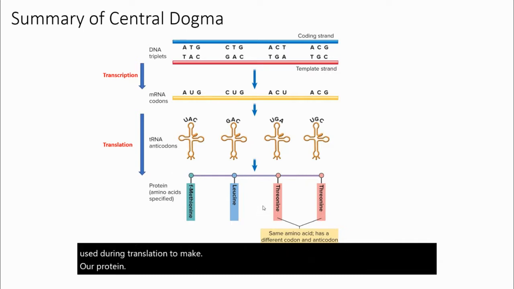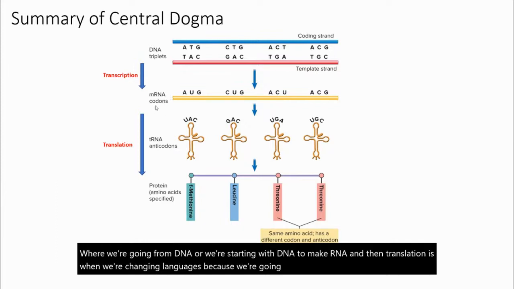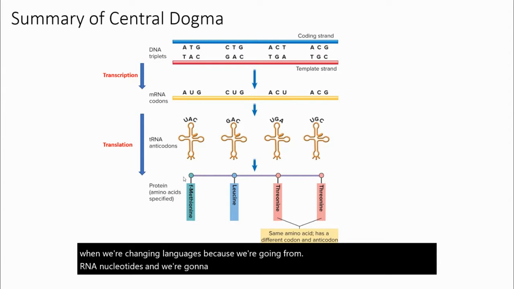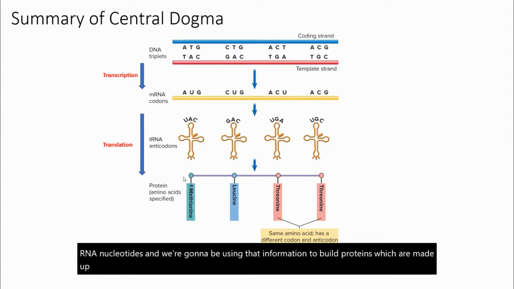So gene expression, also known as the central dogma of biology, has two main parts: transcription, where we're starting with DNA to make RNA. And then translation is when we're changing languages, because we're going from RNA nucleotides, and we're going to be using that information to build proteins, which are made up of amino acids. Yes, we call that translation.